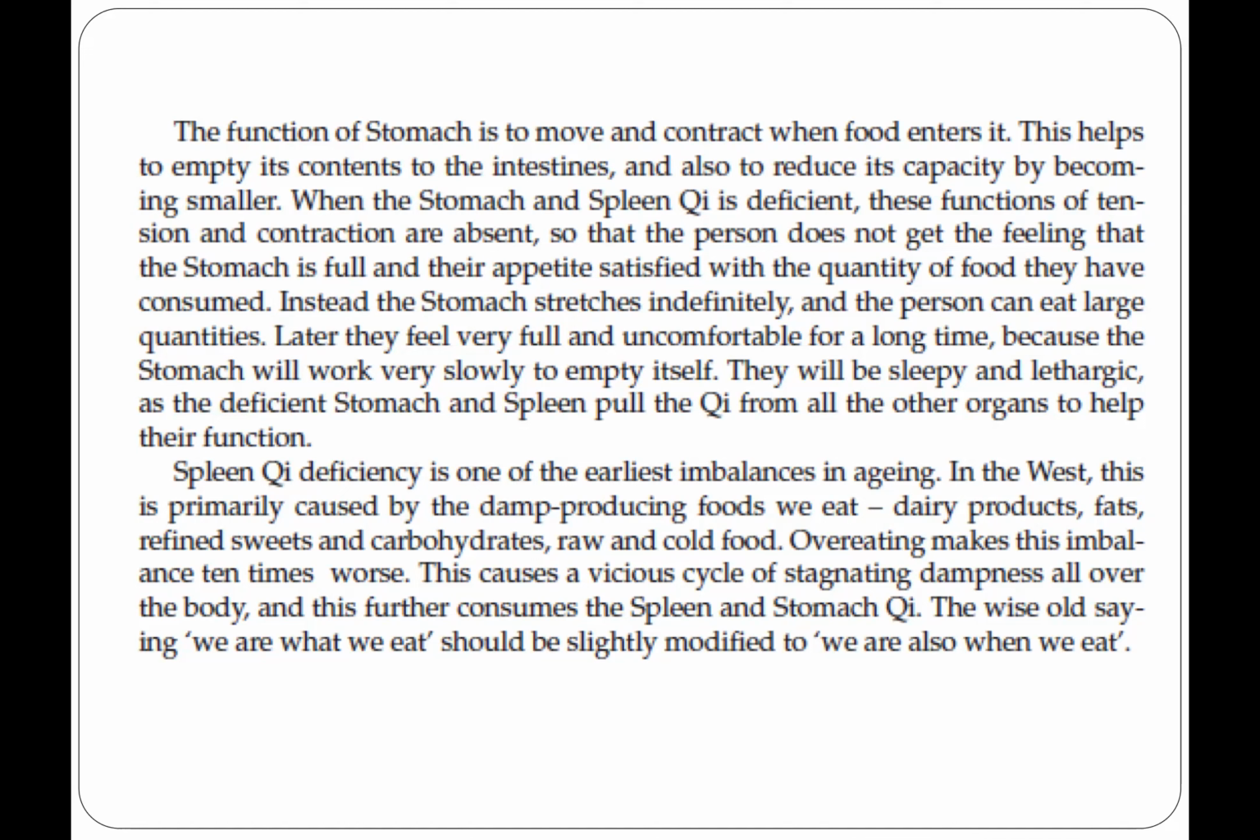This is caused primarily by the damp-producing foods we eat: dairy products, fats, refined sweets, and carbohydrates, raw and cold food. Overeating makes this imbalance 10 times worse. This causes a vicious cycle of stagnating dampness all over the body, and this further consumes the spleen and stomach chi. The wise old saying, "we are what we eat," should be slightly modified to, "we are also when we eat."